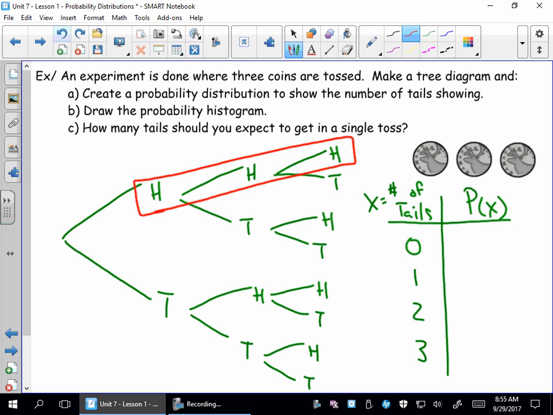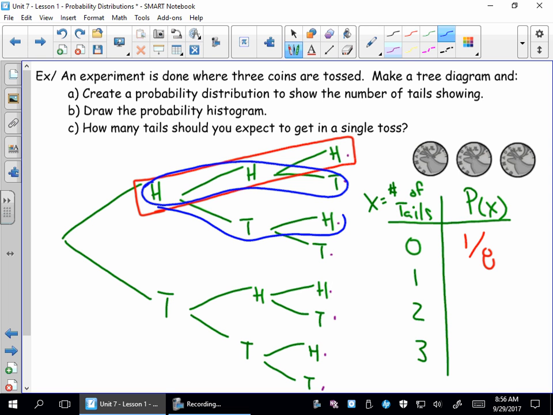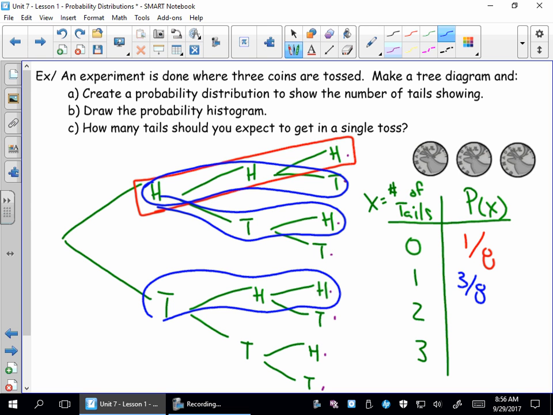So my probability is going to be 1 out of, how many different cases do we have altogether? If we count our leaves at the end, we know there's a total of 8. So 1 out of 8. How about 1 tail? How many paths have just 1 tail involved in them? Well, if I go through, I could say I had a head, head, tail. There's 1 path. There's 2 paths. There's 3 paths. And everything else has at least 2 tails. So that's 3 out of 8.